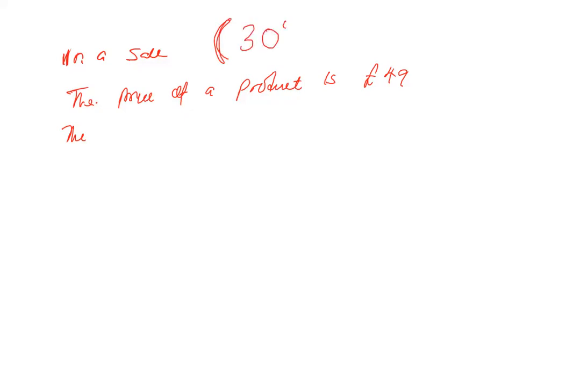In a sale, the price of a product is £49. This is when you do 30% off. Can you see? That's the sale. You see what? 30% off.